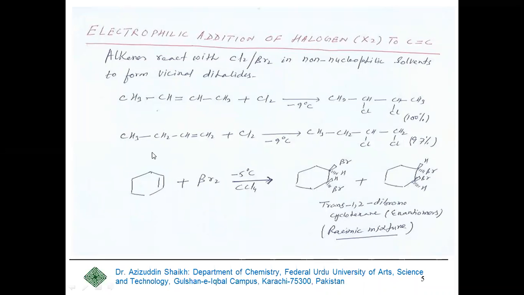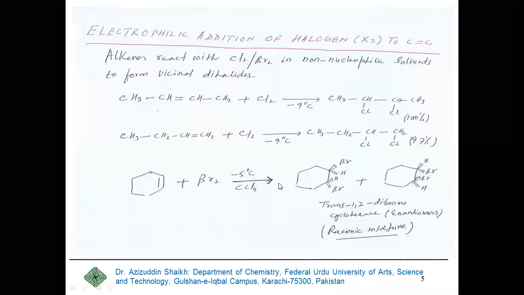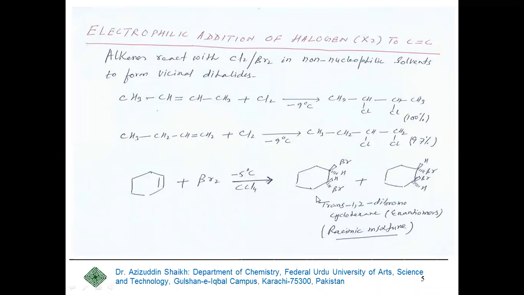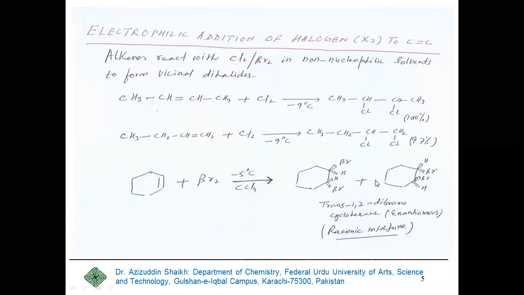In this case, cyclohexene reacts with bromine in the presence of carbon tetrachloride. Carbon tetrachloride is not a polar solvent, and the temperature is below 0 degrees centigrade. We obtain a mixture of two compounds. These compounds are enantiomers of each other. If one is R, the other will be S. And this is the trans. The two bromines will be attached in trans fashion: trans-1,2-dibromocyclohexane.